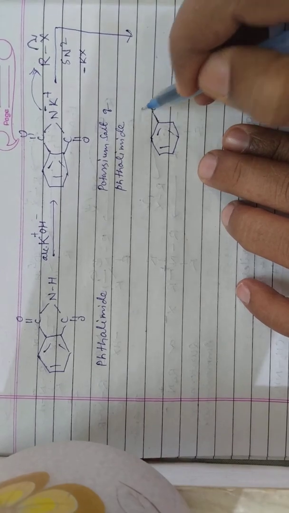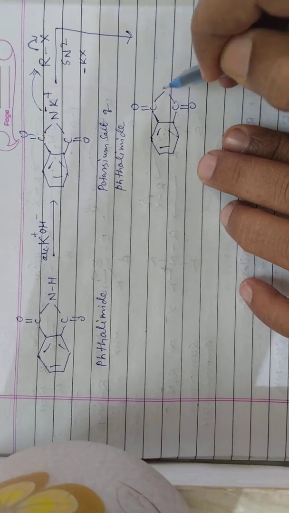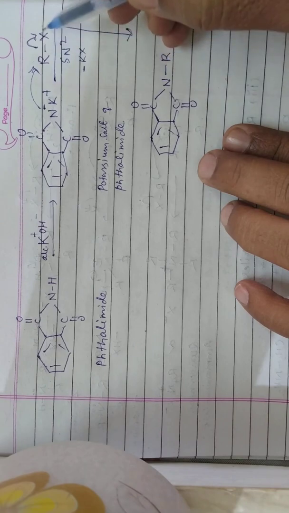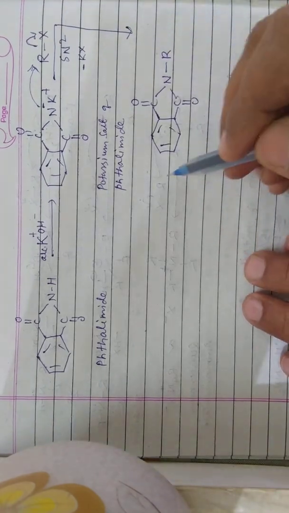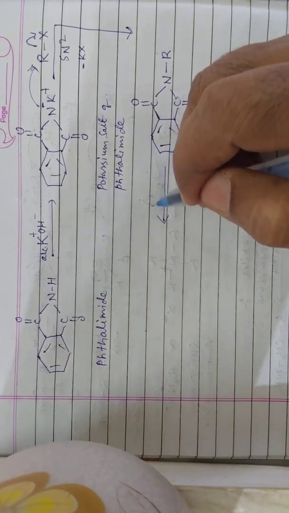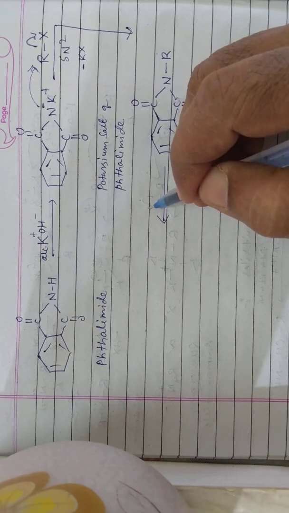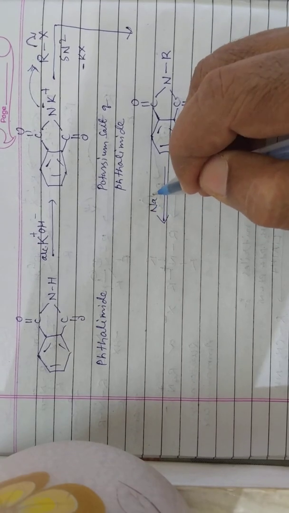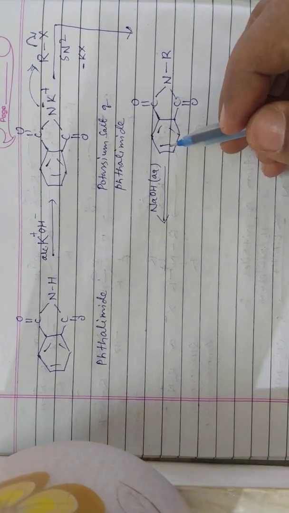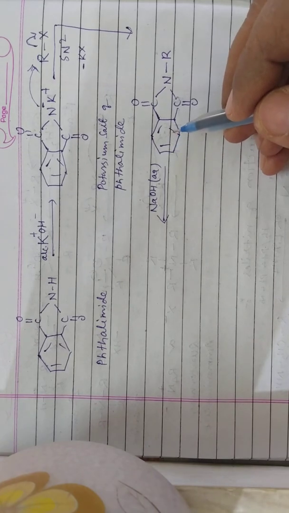Now here you see CO, phthalimide you can write, and R is attached. Here KX is removed, R is attached. Now when this alkyl derivative of phthalimide undergoes hydrolysis in the presence of a base, that is when it is treated with aqueous sodium hydroxide, basic hydrolysis, that is alkaline hydrolysis, will take place.